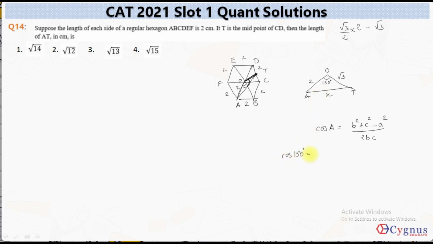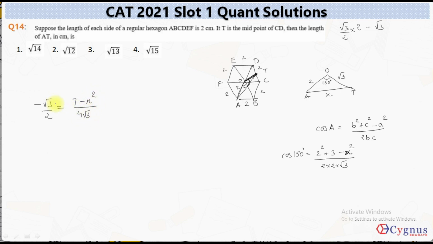Cos 150 is equal to, with 2 of the sides 2 and root 3, I'll put 2 square plus root 3 square, that is 3, minus a square, for me that a is x, by 2 into root 3. Now what is the value of cos 150? I hope it's minus root 3 by 2. So minus root 3 by 2 is equal to 4 plus 3, 7 minus x square by 4 root 3.